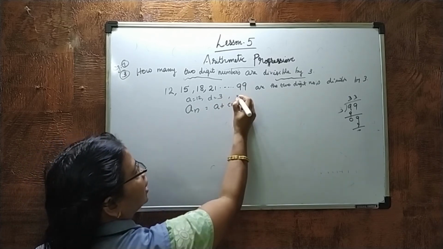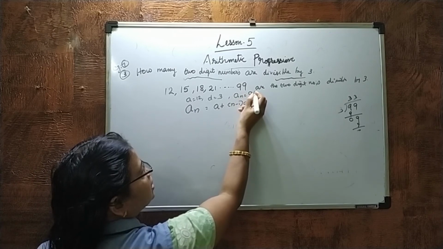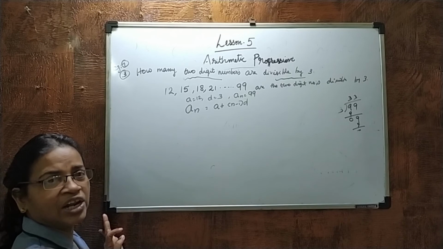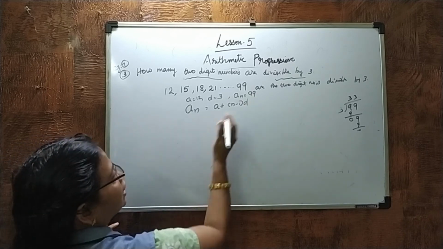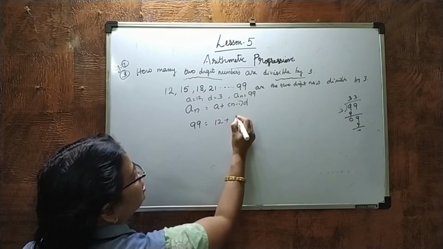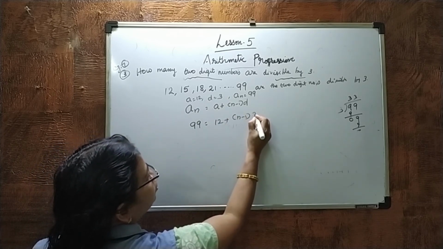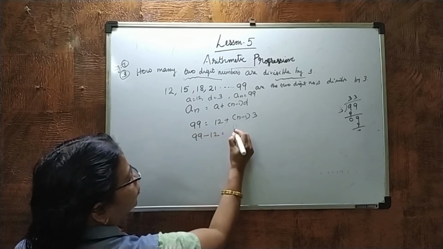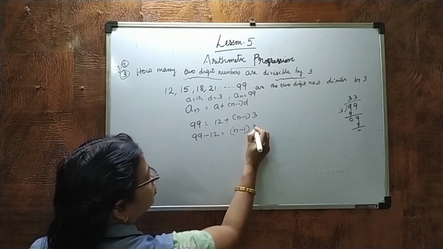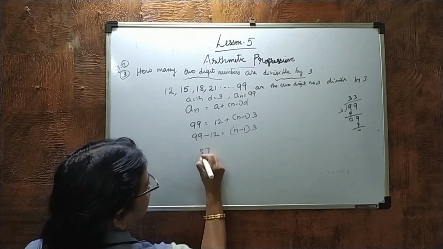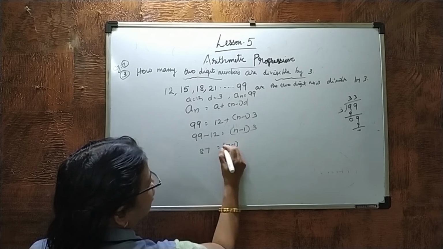So what can we write then? an is equal to 99. Right? The last term we will consider as an or l. Okay, so 99, we will apply now. 99 equals a is 12 plus n minus 1 into 3. Now 99 minus 12 equals n minus 1 into 3. 99 minus 12 means it will be 87 equals n minus 1 into 3.